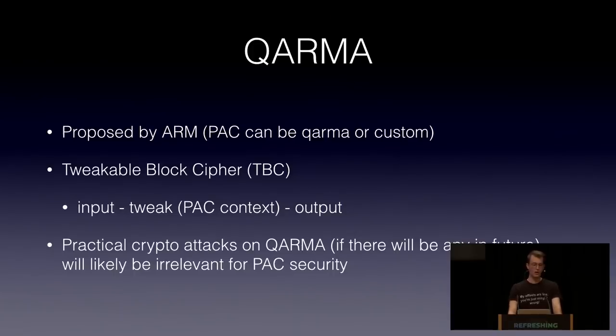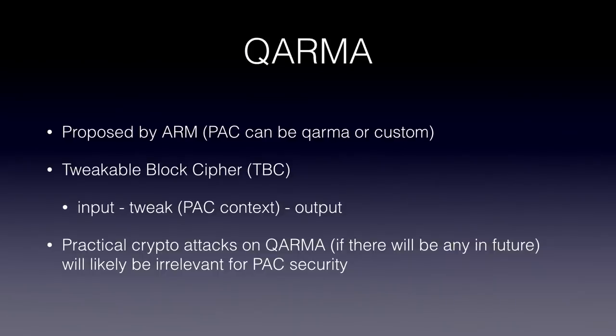So if we take a look at Karma, which was proposed by ARM as being one of the possible ways of implementing PAC, Karma is a tweakable block cipher. So it takes an input, a tweak, and gives you an output, which kind of fits perfectly for what we want. And then I started looking at PAC, at Karma, and came up with ideas how you could maybe attack that cipher. And at some point, I realized that practical crypto attacks on Karma, if there will be any in the future, will probably be, that's what I think, completely irrelevant to the PAC security.